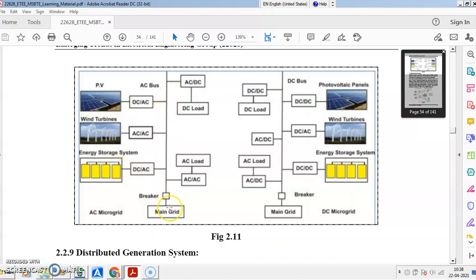You may have the main grid, you may have a bus bar, then you may have AC DC, DC load. If there is a DC load, AC is converted into DC for the DC load.